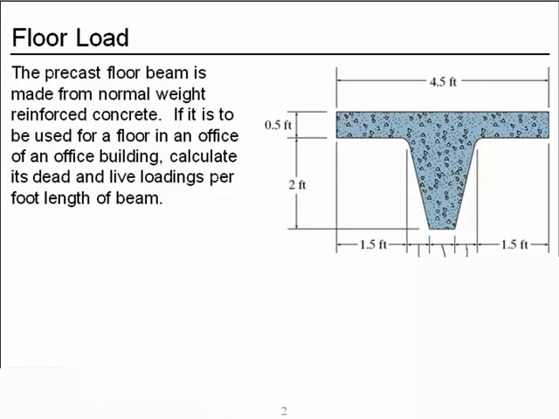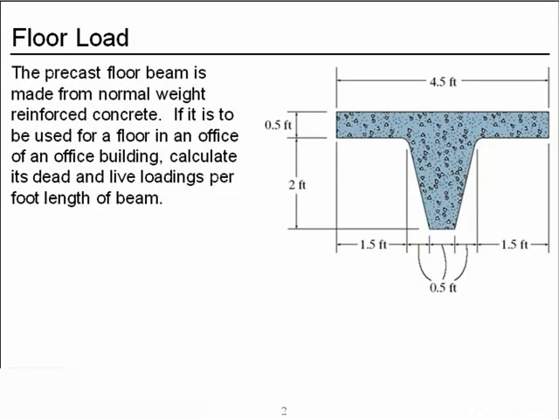So here's a description of the problem. We have a precast floor beam. It's made of normal weight reinforced concrete, and it's to be used for a floor in an office of an office building. We want to calculate the dead and live loading per foot length of the beam.